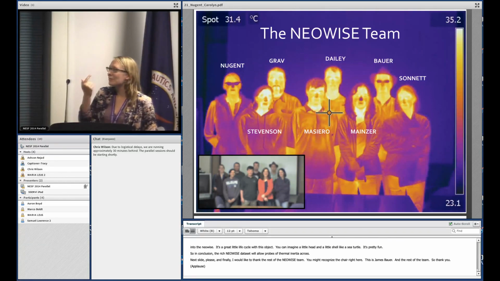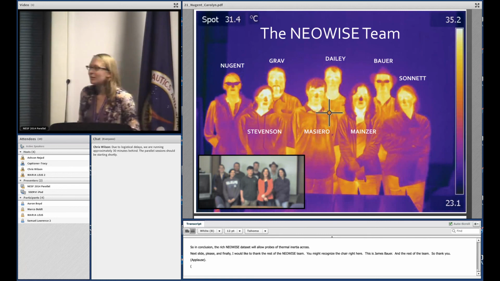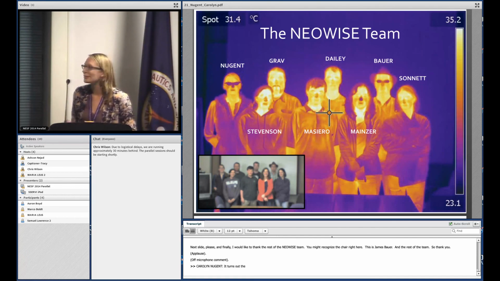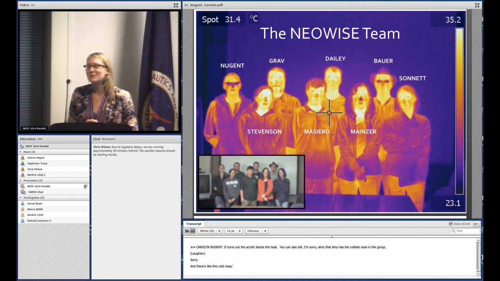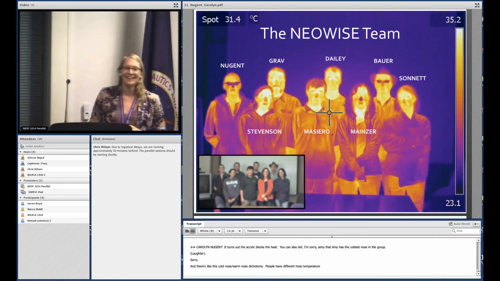Yeah, it turns out that the acrylic blocks the light entirely. This is a great infrared camera we have for educational purposes, and it's interesting to see the things that block. You can also tell, I'm sorry, Amy, that Amy's got the coldest nose in the group. Sorry. And there's this cold nose, warm nose dichotomy where it turns out people have vastly different nose temperatures, and it's not something you really notice until you go around with an infrared camera with your friends. Or your ex-friends.